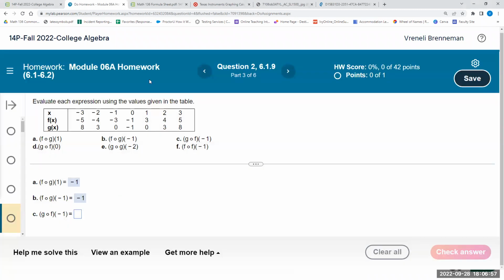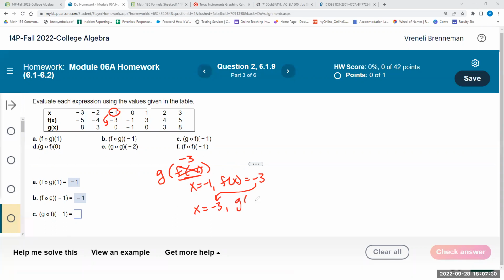All right, then g of f of -1. So now I'm starting with f of -1, looking for an x value of -1 and finding the f of x. So x is -1, f of x is -3. This means f of -1 equals -3. So I replace f of -1 with -3, and I'm looking for g of -3. So for x equal -3, what is g of x? I find the -3, look at the g, and it's 8.